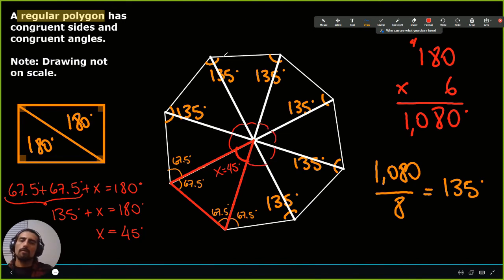How many of these angles do I have? 8. What is 45 times 8? If you do the math, this is 360, and it makes sense because when I put them all together, I am creating a circle, and a circle is always 360 degrees. So that means that nature is wise.